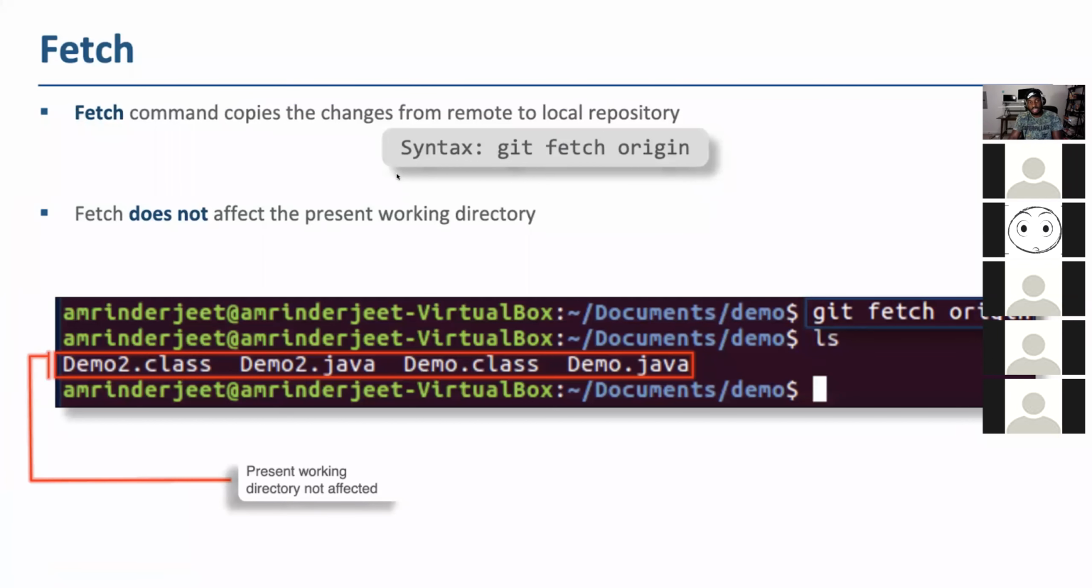And git fetch, as you remember, copies changes from your remote to your local repository, but it doesn't copy them to your local working directory or what you're working on. So keep that in mind. It adds it to your local repository. Maybe I should bring that up real quick.